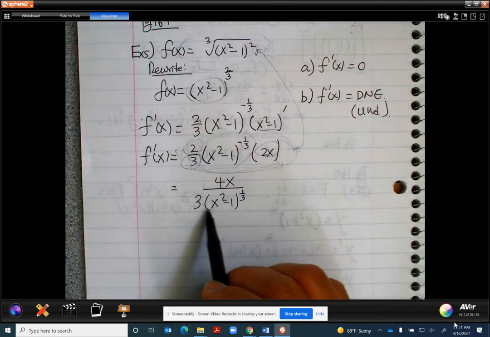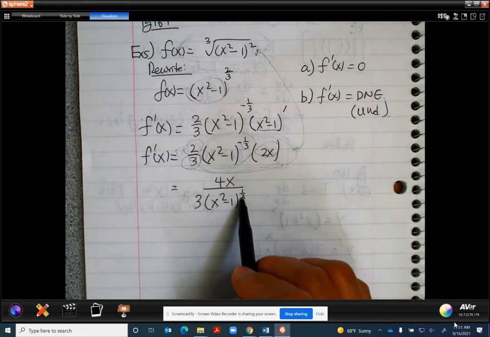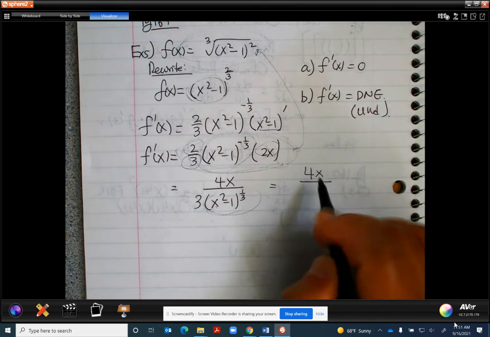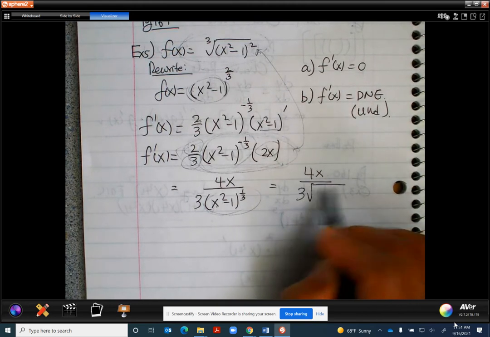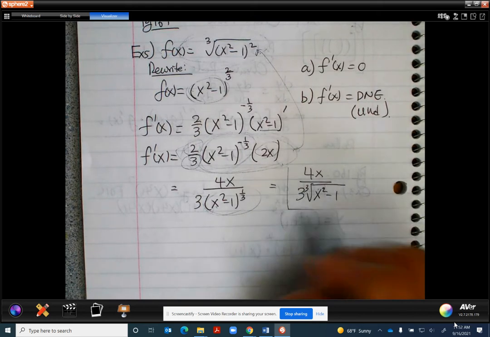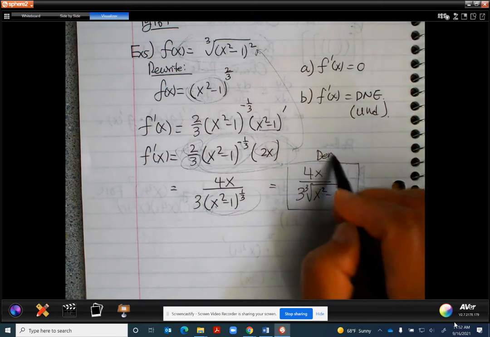And we don't leave it as (x squared minus 1) to the 1/3 power. How do I change this 1/3 power? Cubic root. Very good. This is the cubic root of x squared minus 1. Okay, this is it. This is my derivative.